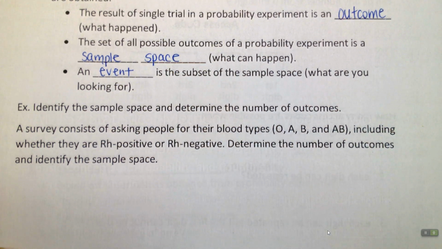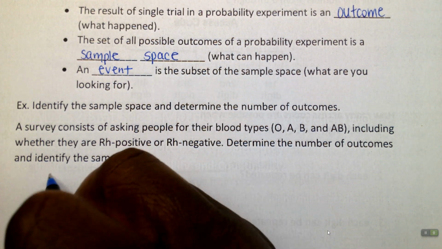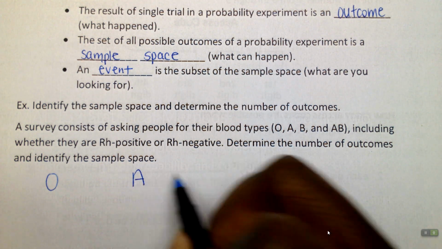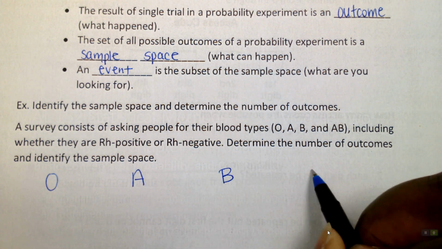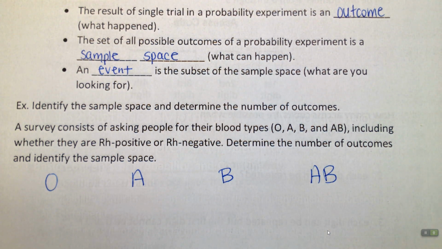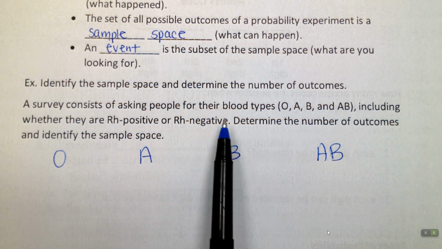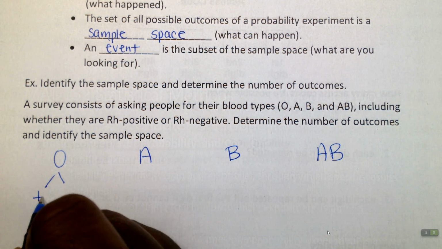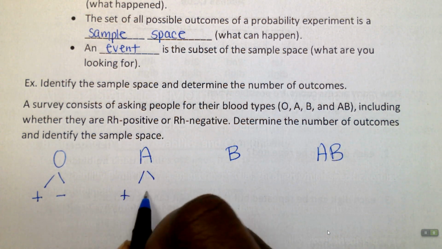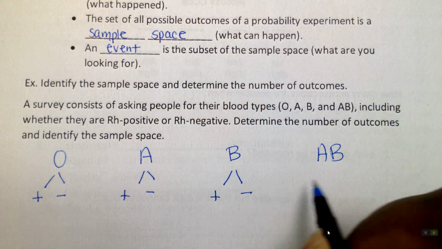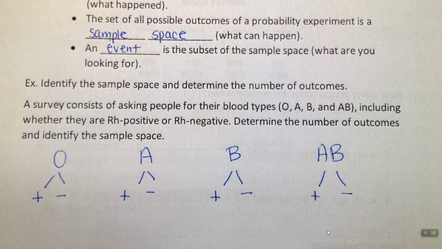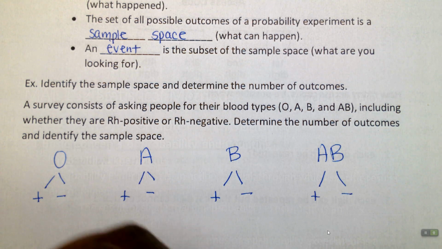Look at your possibilities. So we have O, A, B, and AB here. And then whether they're positive or negative. So this can be positive or negative, positive or negative, positive, negative, positive or negative. See how we created a tree. And from this tree, we can create our sample space.